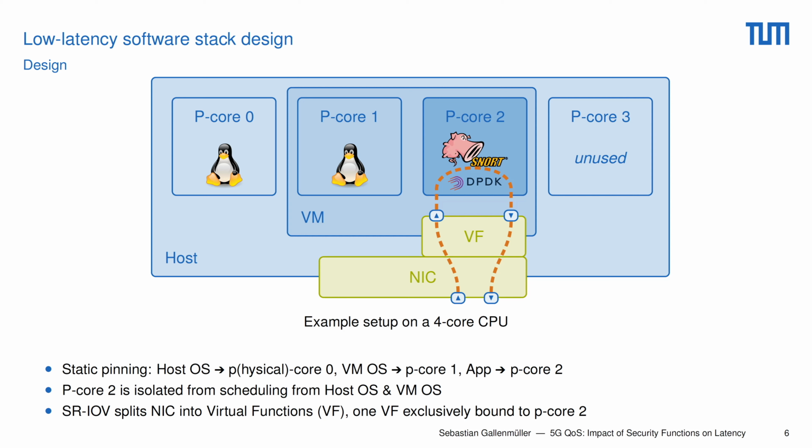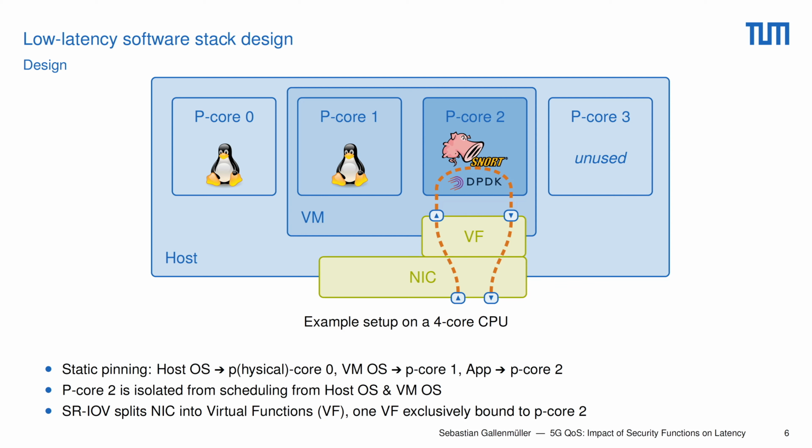There we do the same thing again. We exclusively bind our operating system to 1 core, which then leaves the P-core 2 isolated from both host system and VM system. There we host our network packet processing application. We use again the single root I/O virtualization feature.